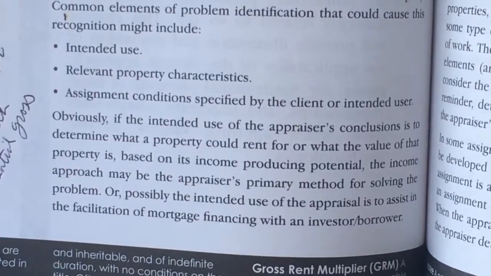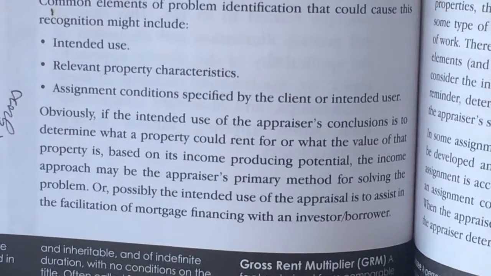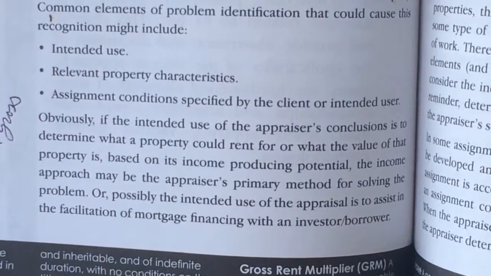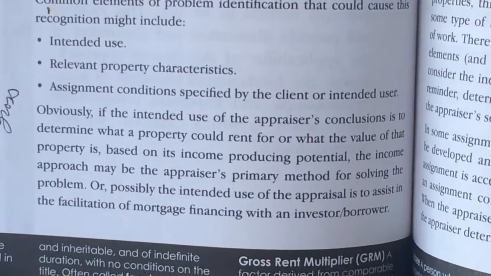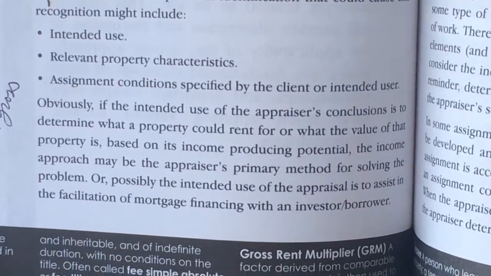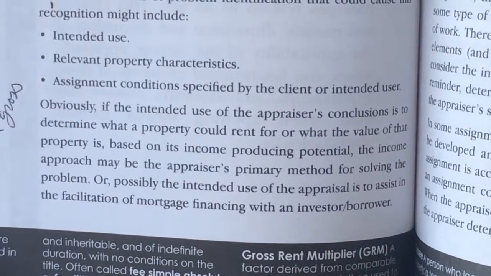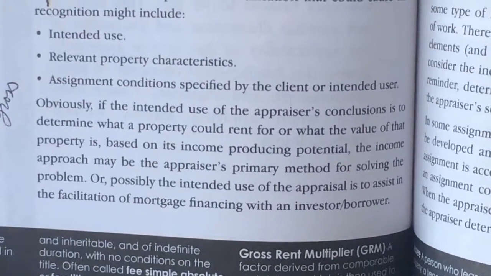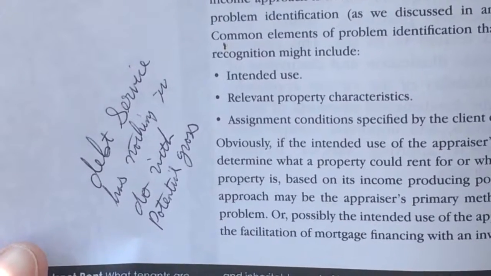Obviously, if the intended use of the appraiser's conclusions is to determine what a property could rent for or what the value of that property is based on its income producing potential, the income approach may be the appraiser's primary method for solving the problem. Or possibly the intended use of the appraisal is to assist in the facilitation of mortgage financing with the investor/borrower. Extra note, debt service has nothing to do with potential gross.